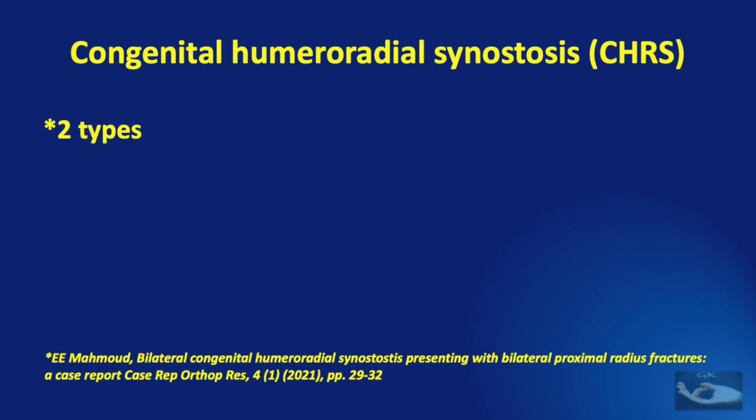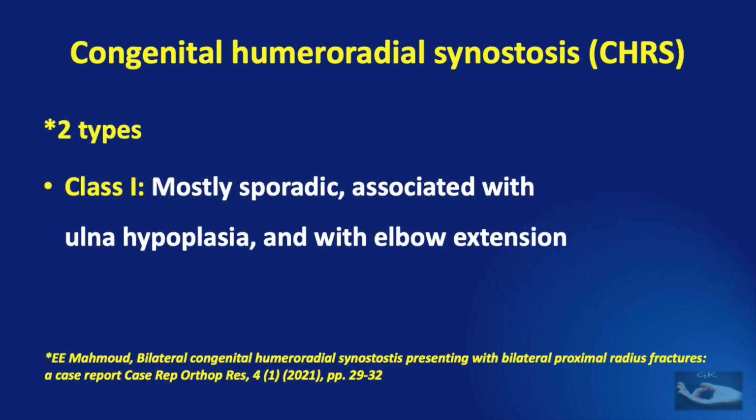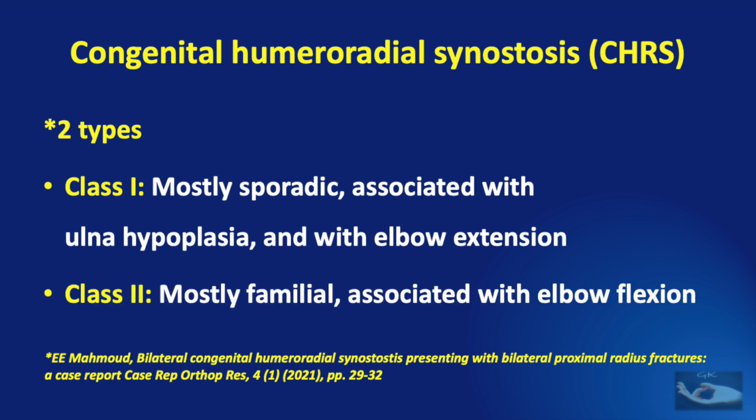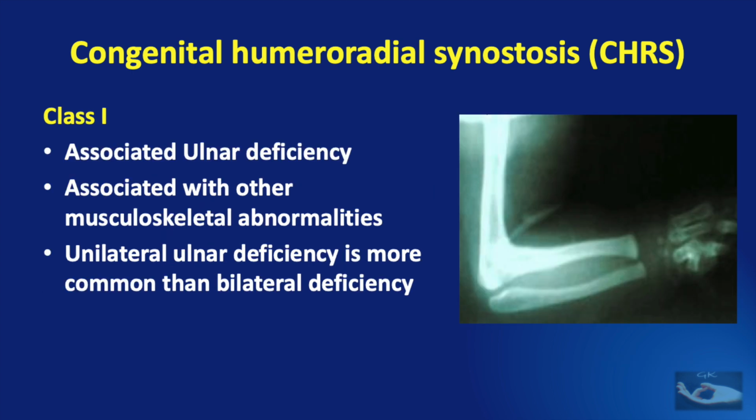It can be of two types. Class 1 is mostly sporadic. It is associated with ulnar hypoplasia and with elbow extension. Class 2 is mostly familial, associated with elbow flexion. As we have seen, in class 1 there is associated ulnar deficiency. It can be associated with other musculoskeletal abnormalities, and unilateral ulnar deficiency is more common than bilateral deficiency.